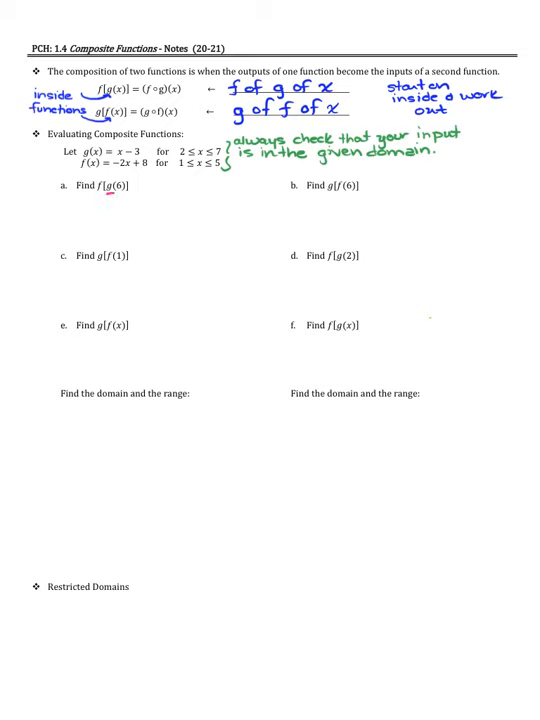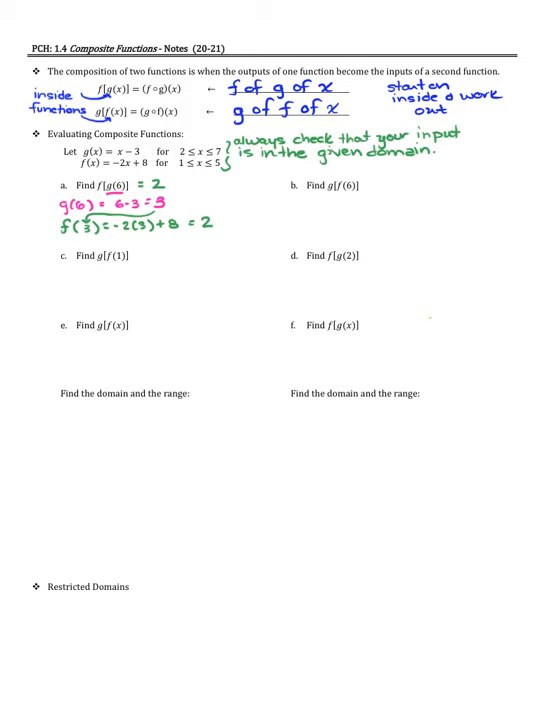Since we're going to start on the inside, we first find g of 6, and 6 is within the domain of g. When we plug 6 into the function, we get 6 minus 3, which is 3. Then we move to the outside function. f of 3, and 3 is inside the domain of f, so we're good to go. Negative 2 times 3 plus 8 gives us an answer of 2. So f of g of 6 equals 2.